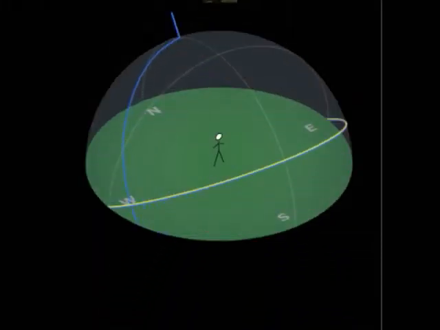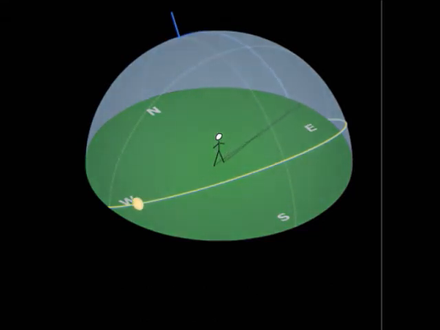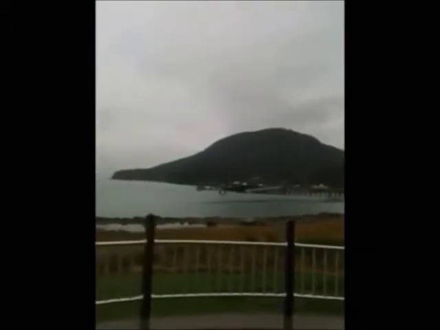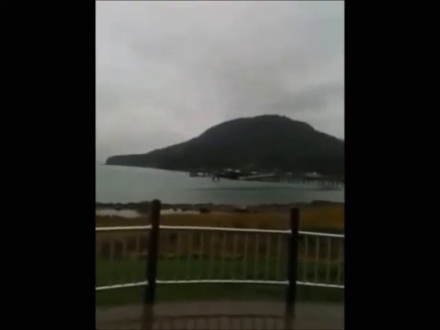So on the equinox at latitude 59 degrees north, the sun rises directly east and sets directly west, and at solar noon it's only going to be 31 degrees above the horizon in the southern sky. We got light this morning at about 6 a.m. It'll get dark right about 8. We've got 12 hours of time when the sun is above the horizon this time of year, just like everywhere else on Earth.